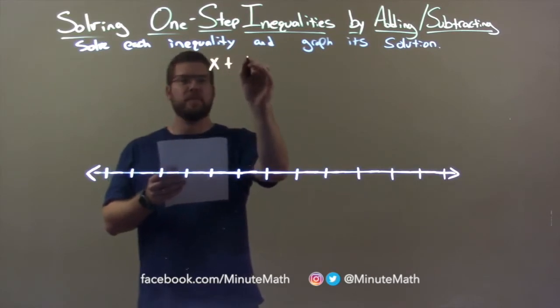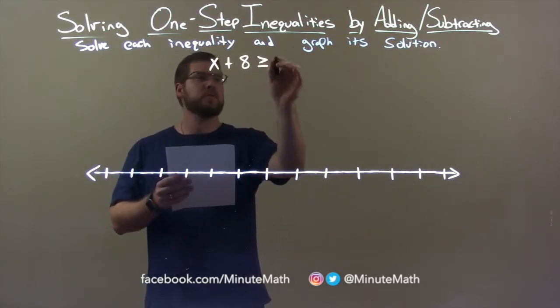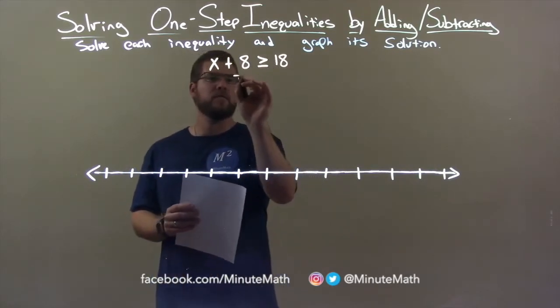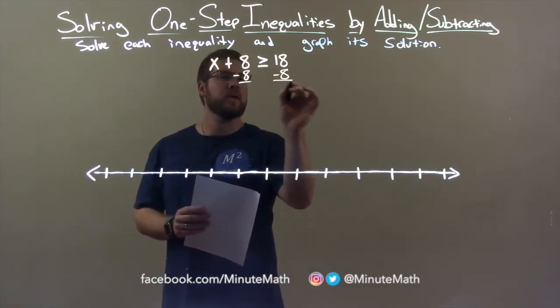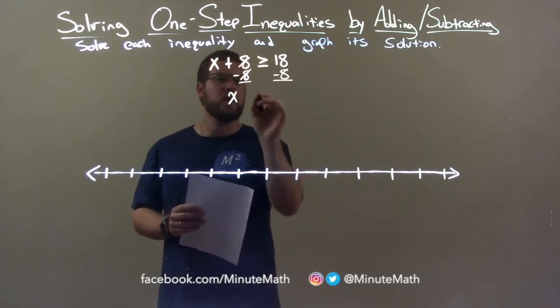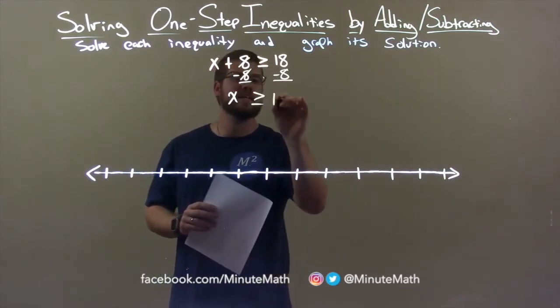x plus 8 is greater than or equal to 18. First step here to get x by itself is to subtract an 8 from both sides. And in doing that, we have x now completely by itself. The 8's will cancel. And we have x is greater than or equal to 10.